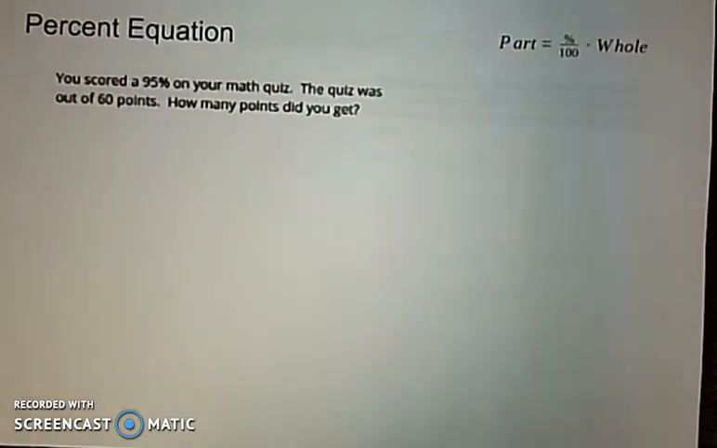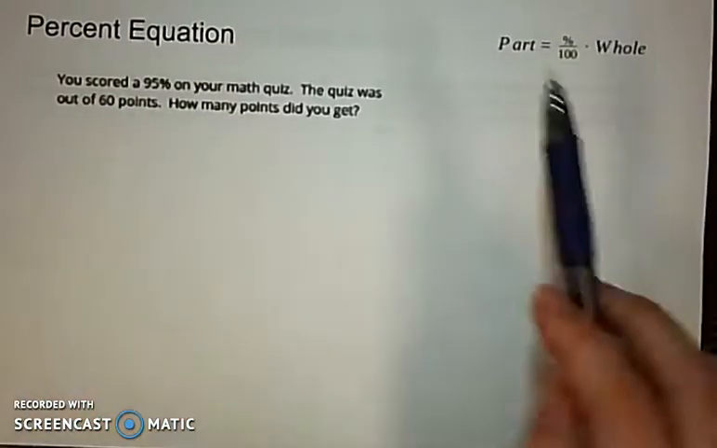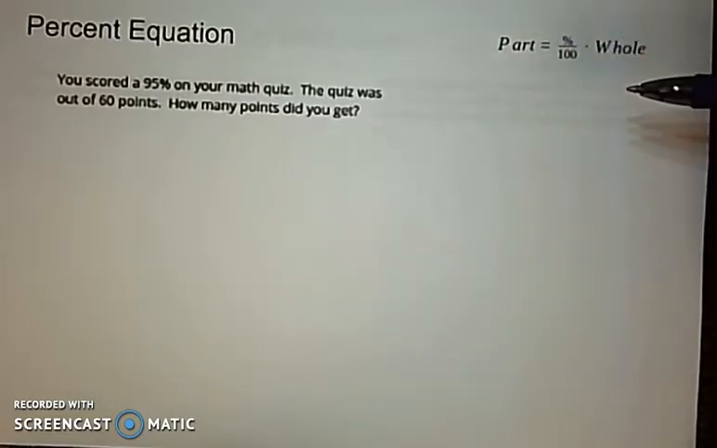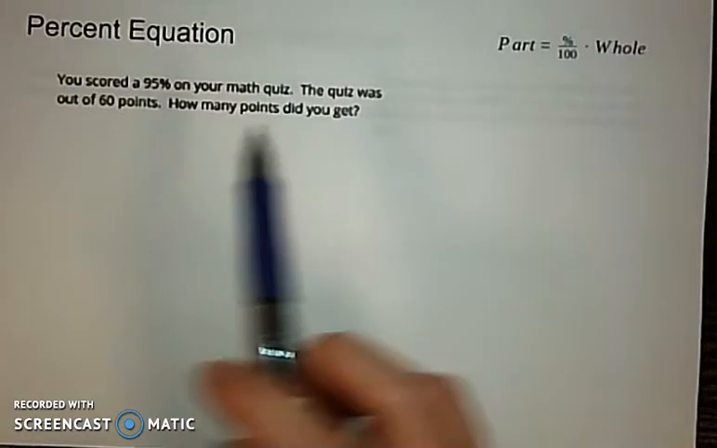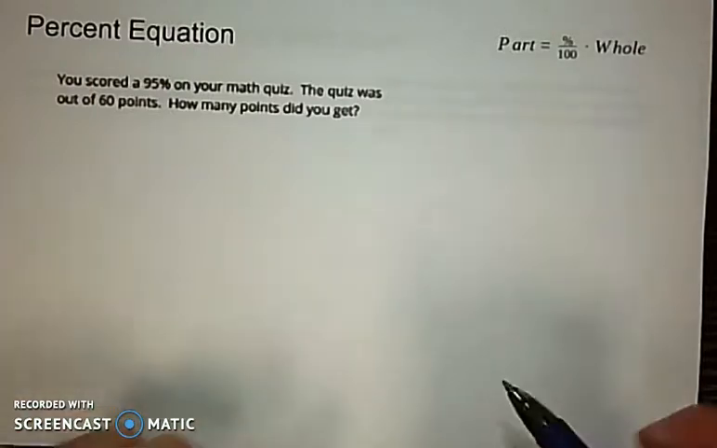Now we're going to switch gears a little bit, and we are going to look at percent. So first, remember our percent equation is part equals percent over 100 times whole. And remember, this percent over 100 is essentially just making that percent into a decimal. So this says you scored 95% on your math quiz. The quiz was out of 60 points. How many points did you get?